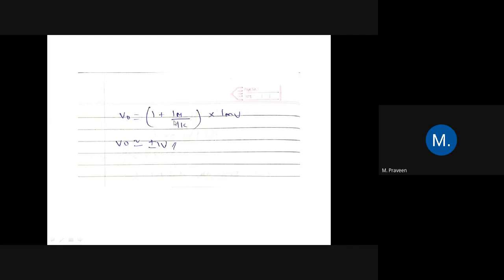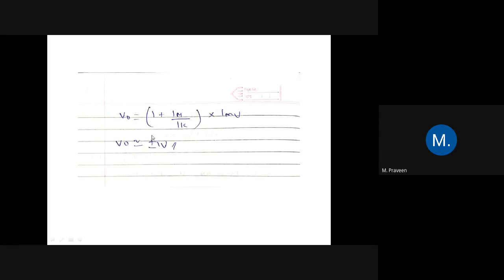Now we have to substitute all the values. We'll be getting 1 cancel. Here we have mega ohm, here kilo ohm, and here millivolt. So finally, simplifying the equation, we get V naught is nearly equal to plus or minus 1 volt.